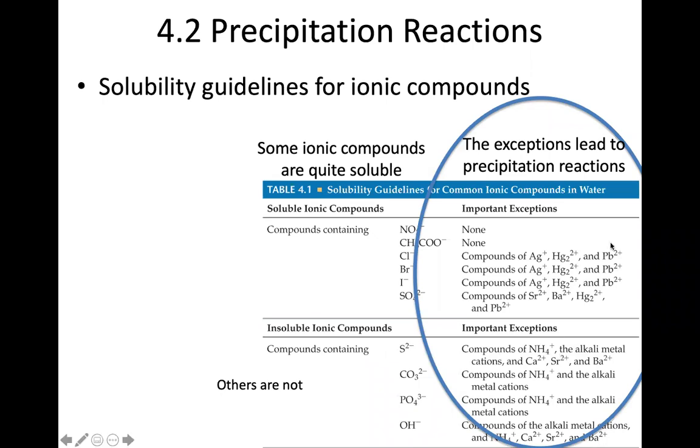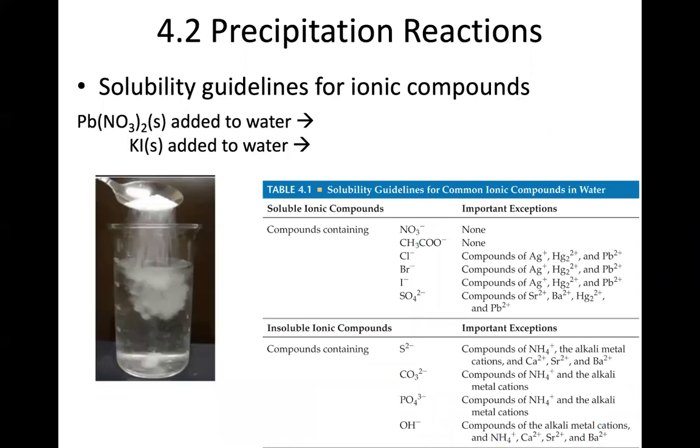The exceptions are going to be important because they will be a guide that tells us whether or not we have a precipitation reaction. Let me show you what I mean. So let's say we take lead nitrate and we add it to water. We take potassium iodide, we add it to another beaker of water. So our first question is, what's going to be in the beaker? In both cases, I'm going to look to see what I know about their solubility.